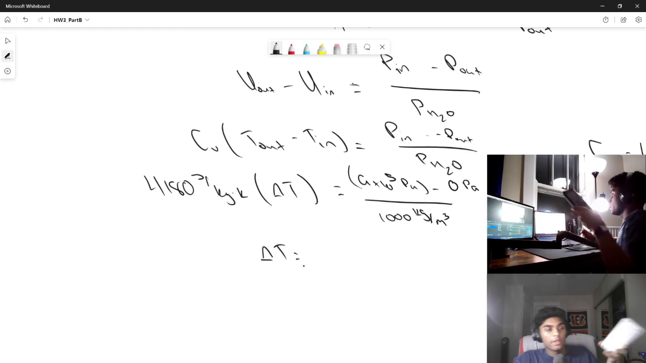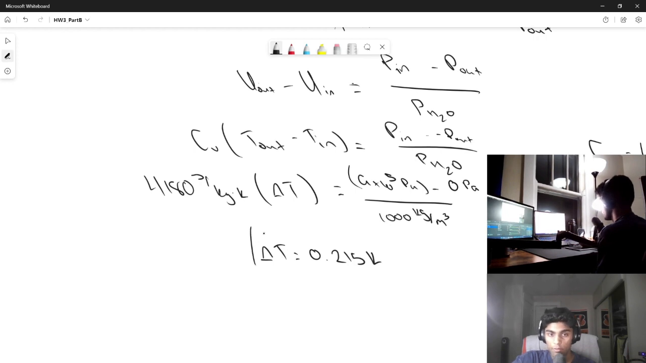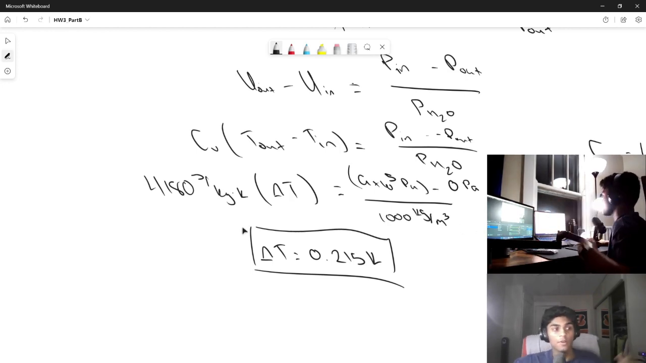If I go into my TI-84 once more, we have 9 times 10 to the 5th pascals divided by 1,000 kilograms per meter cubed, and we're going to divide by 4,180 joules per kilogram Kelvin. And that gives our delta T as 0.215 Kelvin. And that solves B3 for us.